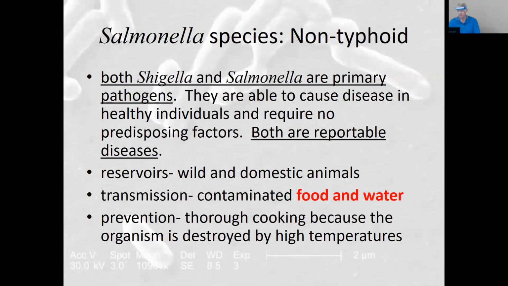Both Shigella and Salmonella are primary pathogens. They are able to cause disease in healthy individuals and require no predisposing factors. Both are reportable. Transmission is through contaminated food and water. Prevention: cook your food. Cooking destroys the organisms by high temperature. We're good to go.